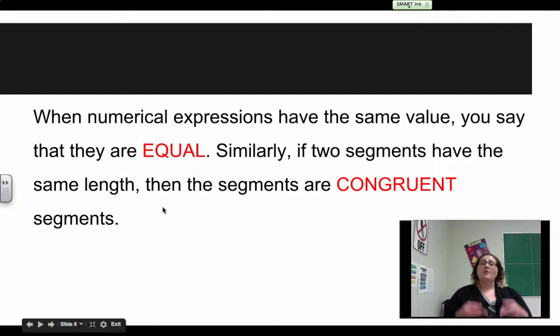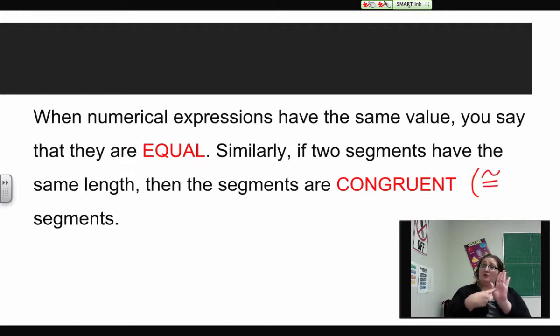When numerical expressions have the same value, you say that they are equal. Similarly, if two segments have the same length, then the segments are congruent segments. The symbol for congruent is an equal sign with a similarity symbol on top. It's the symbol for congruent.